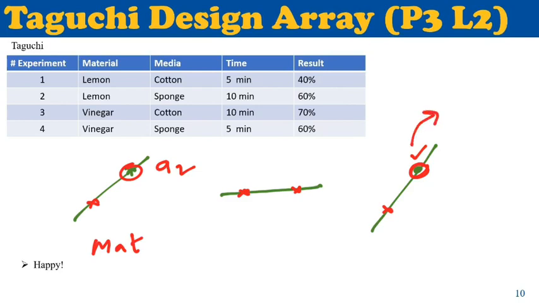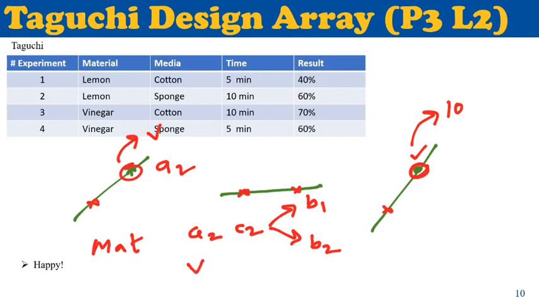So this one was what? 10 minutes, and this one was what? Vinegar, because level 1 was lemon. For B, it doesn't matter. So from here, we find the best outcome will be achieved if you use A2, C2. Now you have 2 options, B1 or B2, because it doesn't matter. So the best combination will have vinegar, C2 is 10 minutes, and now you can have either cotton or sponge.